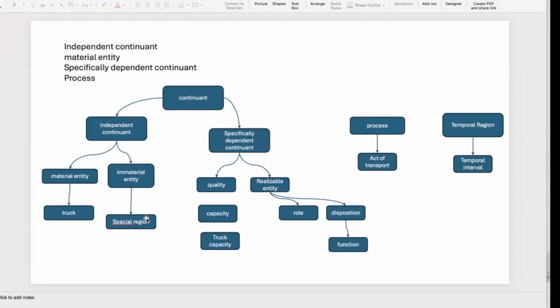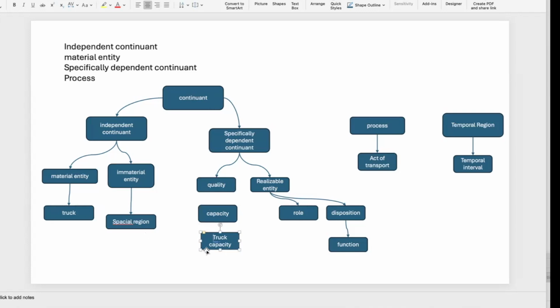Another material entity would be any of the things that we would ship, but we only have truck here. We also need immaterial entity because spatial region is important, like the area of where we ship, like the United States. Then we need specifically dependent continuant because we need qualities.